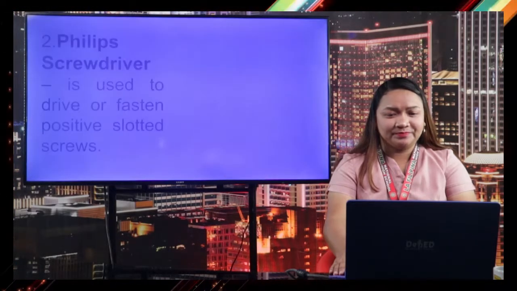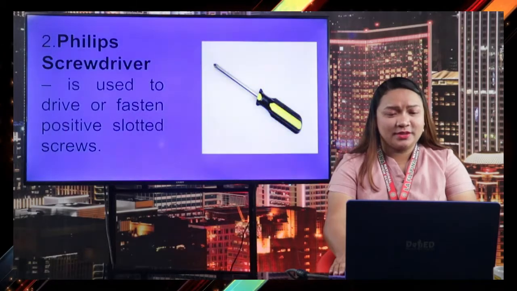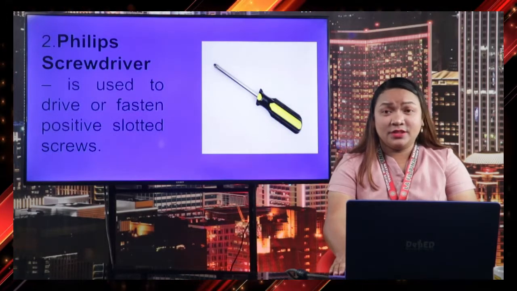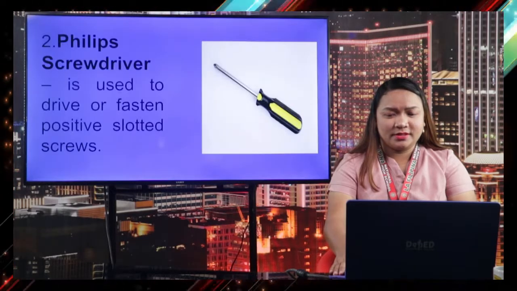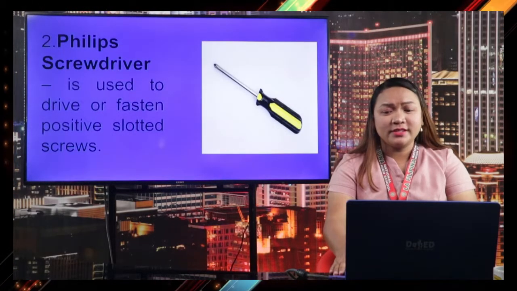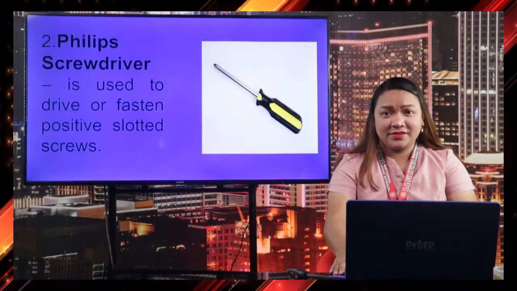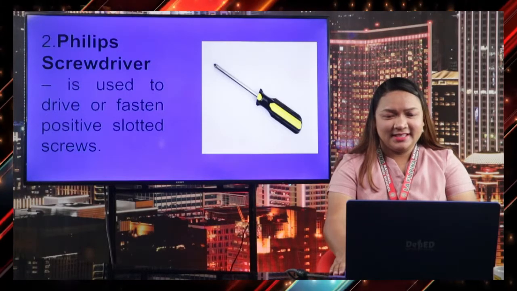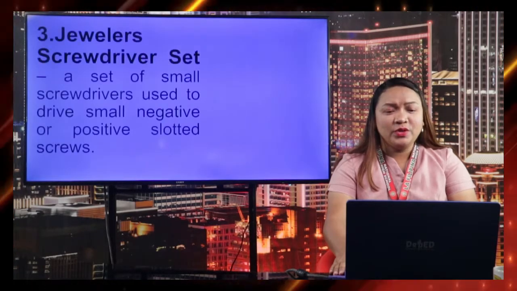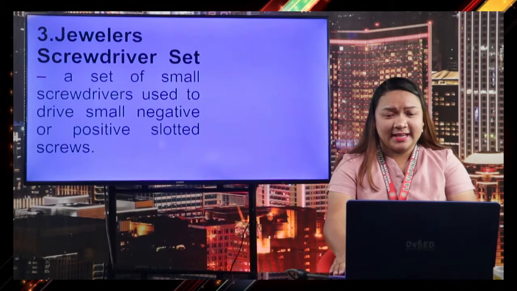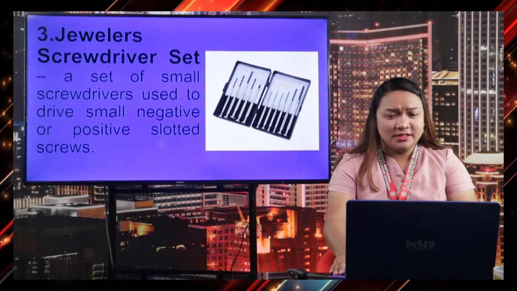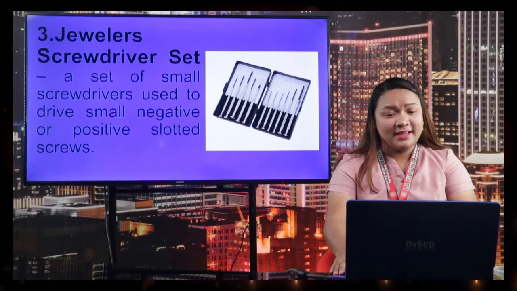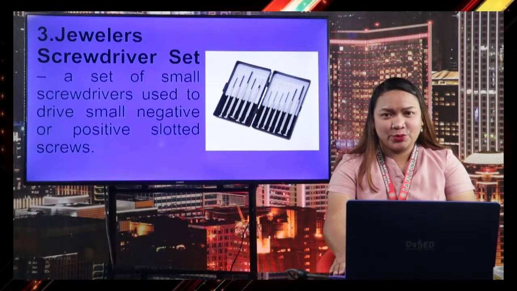Next, number 2, we have the Phillips screwdriver. This is used to drive or fasten positive slotted screws. This has a cross tip resembling a positive sign. And number 3, we have the jeweler's screwdriver set, a set of small screwdrivers used to drive small negative or positive slotted screws.